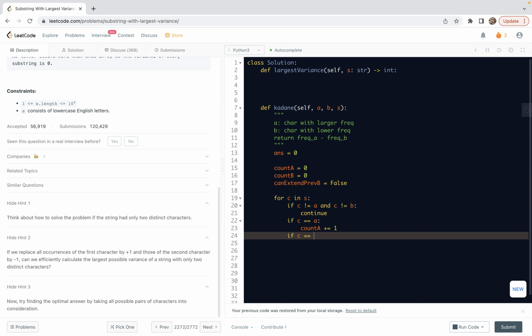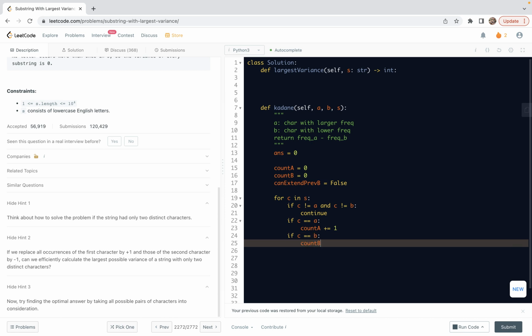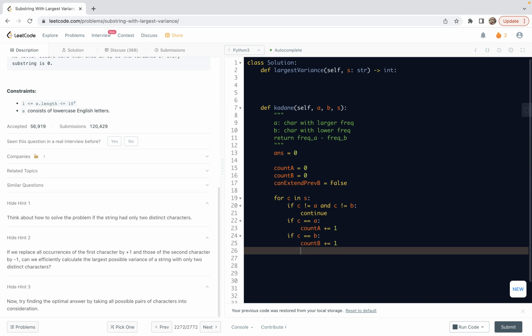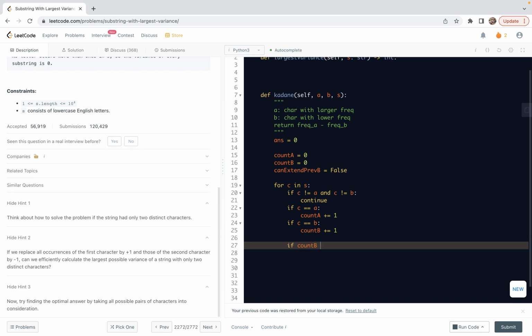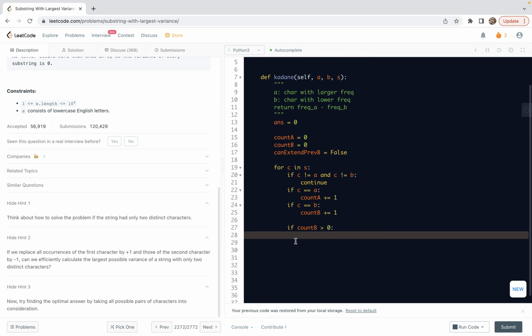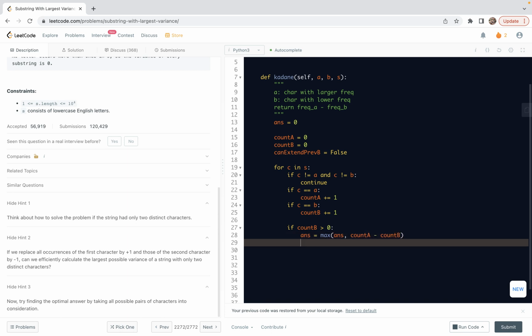If the character equals B, we are going to increment count B by 1. Then what we want to consider is the difference of count A and count B. If count B is greater than 0, it means the window includes a B. So we want to relocate, during the process, one substring containing both A and B. We update the answer to be the max of answer and count A minus count B. So this is one case.